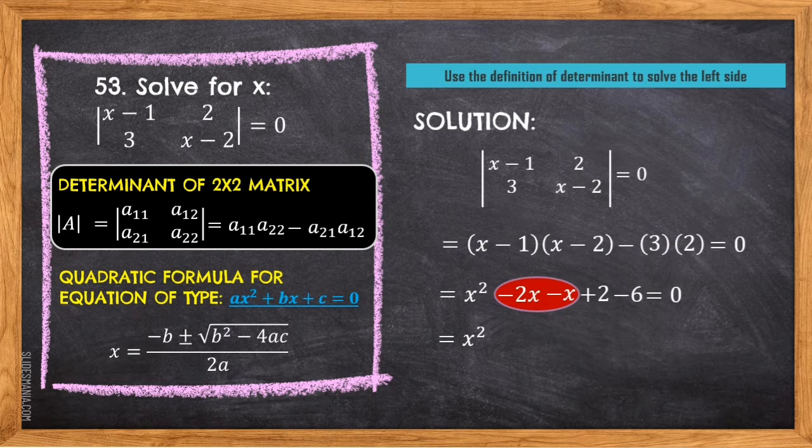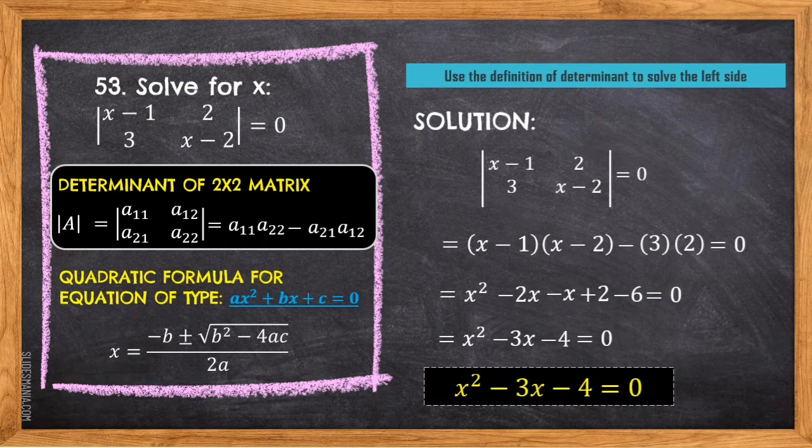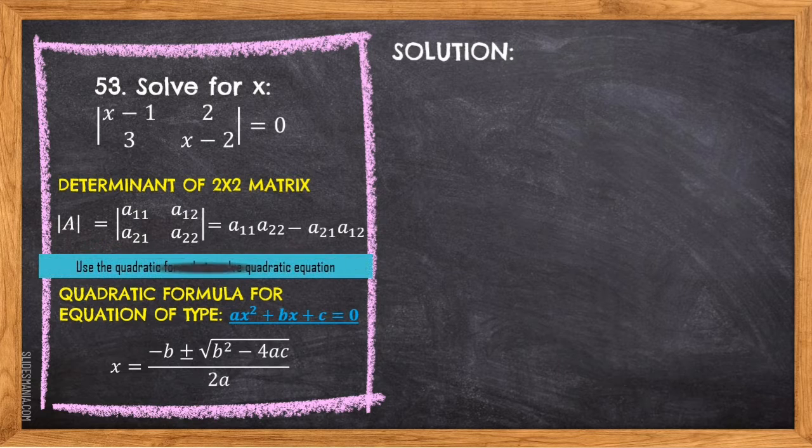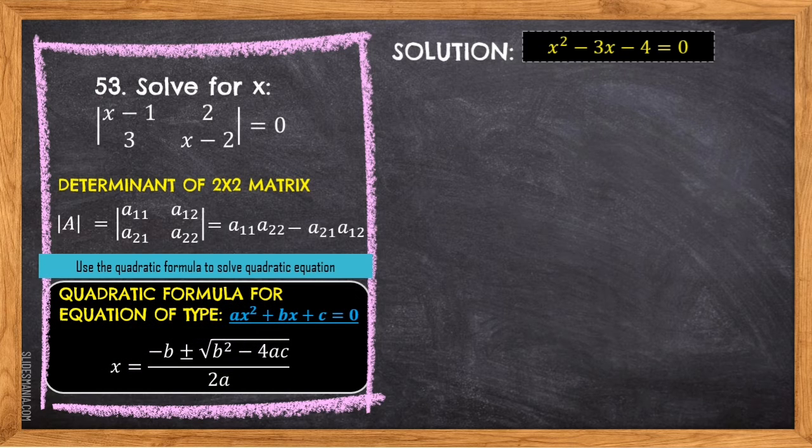So x squared, negative 2x minus x is equal to negative 3x. Positive 2 minus 6 is equal to negative 4, which is equal to 0. So we now have a quadratic equation, x squared minus 3x minus 4 is equal to 0. Next, use the quadratic formula to solve this quadratic equation. x squared minus 3x minus 4 is equal to 0, where a is equal to 1, b is equal to negative 3, and c is equal to negative 4.